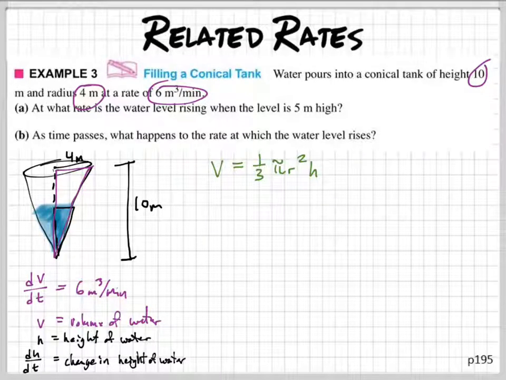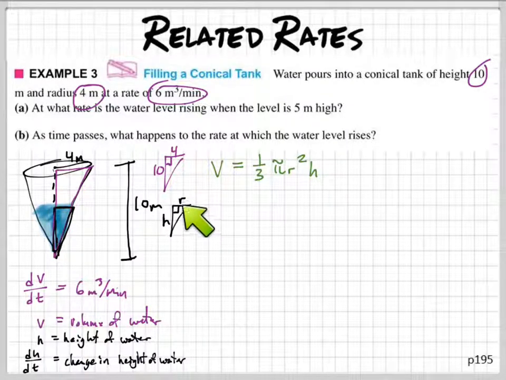Let's set up our proportion. We're essentially setting up a proportion. We have this purple triangle. This purple triangle is a 4 and a 10, right? And because it's a right triangle, I know it's similar to the black triangle right here. This black triangle, we don't have labels for it. Okay, this is radius and this is h. How come we don't have exact numbers for those, Mr. Patey? Because we don't know those. The height of the water is constantly changing.